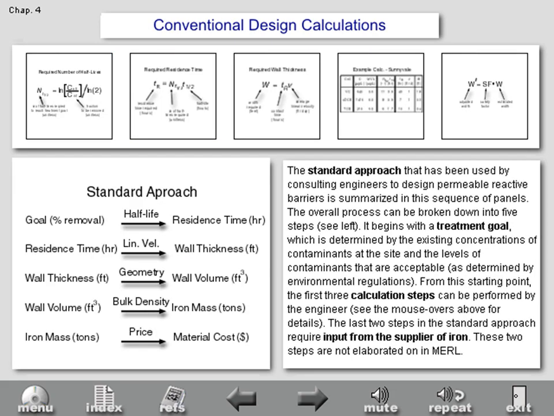In most cases, engineering design calculations for iron permeable reactive barriers have been done in terms of half-lives determined from a feasibility study. This approach is reasonable, but has limited flexibility. The approach is illustrated with data from an early field site.